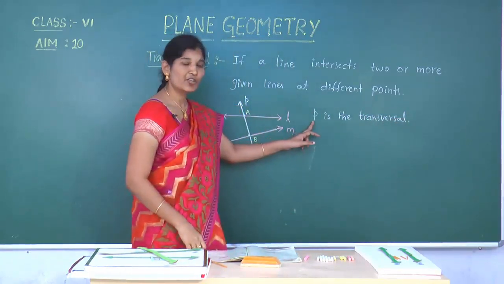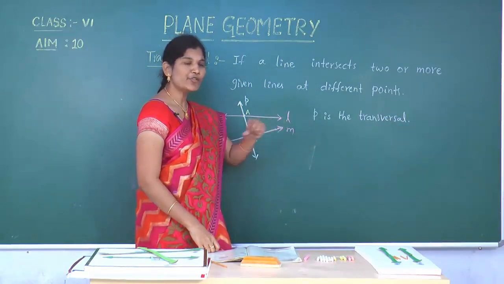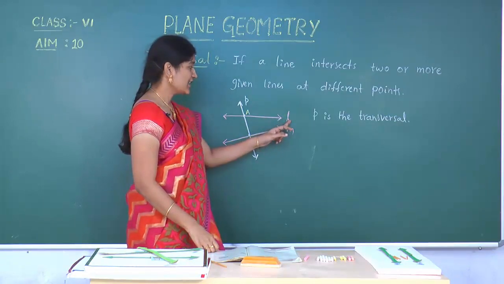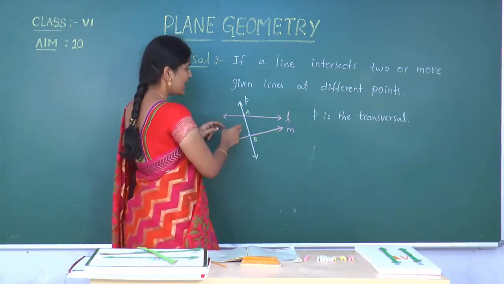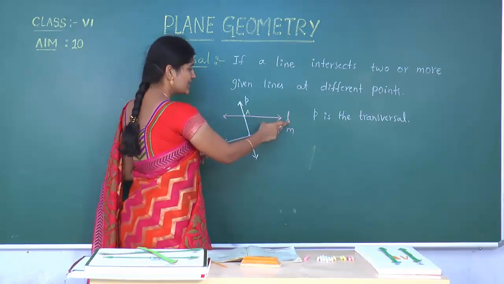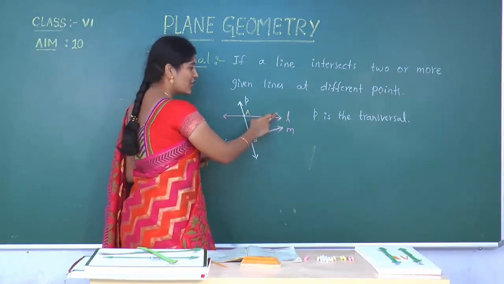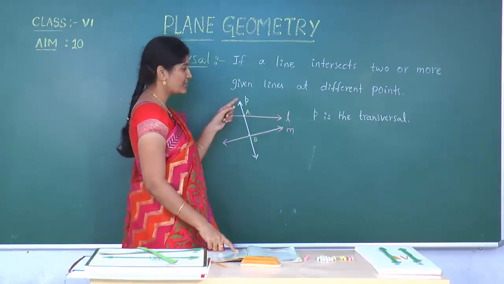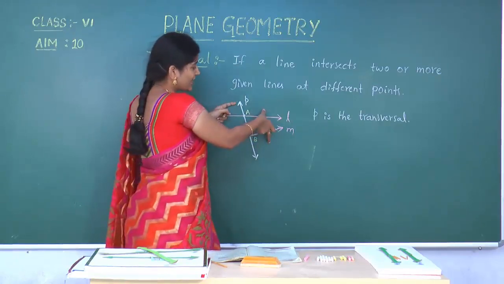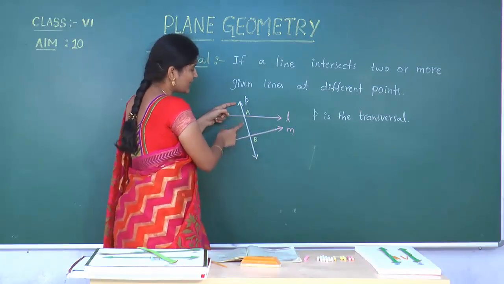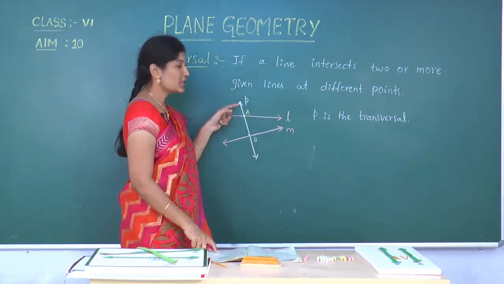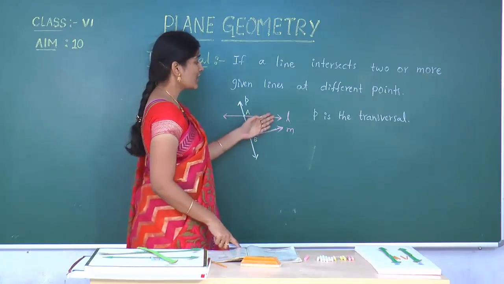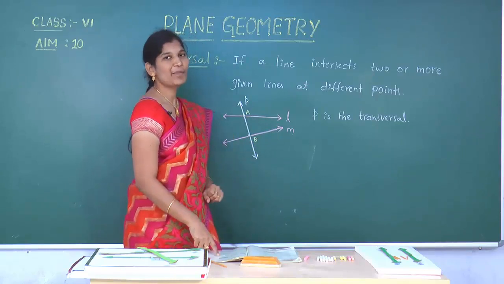Why are we calling P a transversal here? Why don't we call L and M transversals? Here L is intersecting only one of the other lines, only P. L is not intersecting M, and M is doing the same, whereas P is a line which intersects the given lines at two different points. That's why P is called a transversal, and those two lines may or may not be parallel.